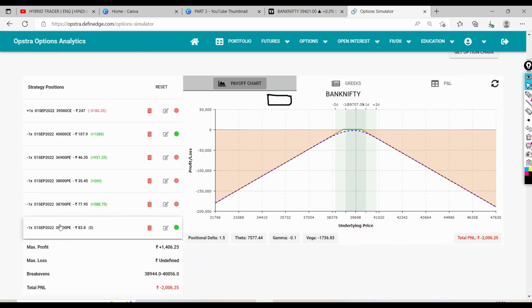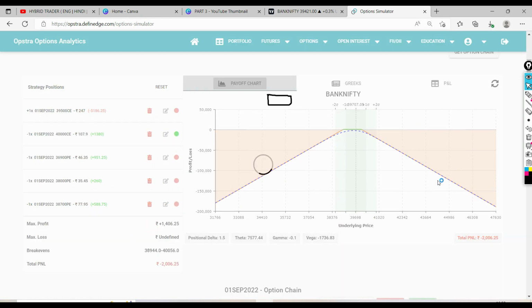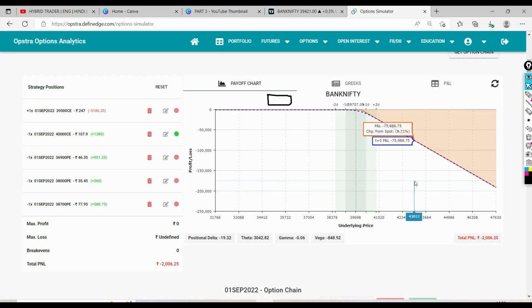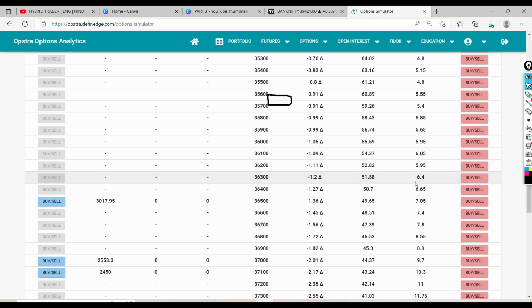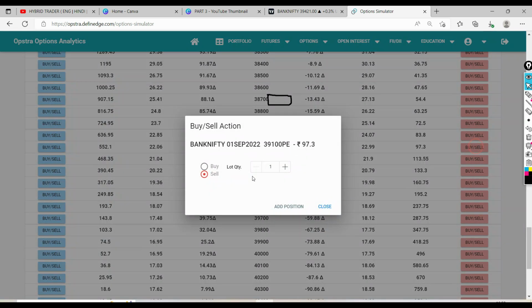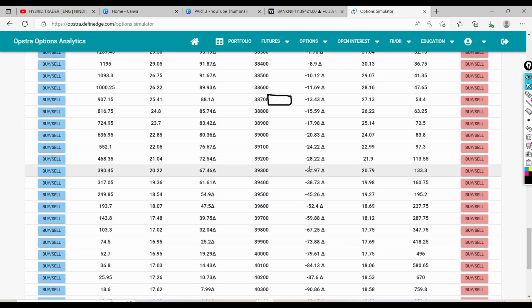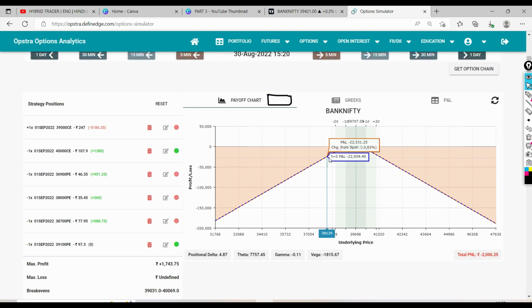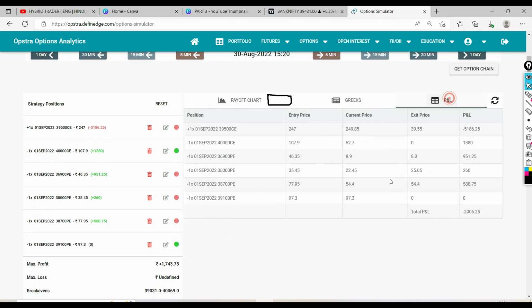Even you can go for another 39,200 also. Let me go to 39,100. Hope Opstra doesn't get stuck. Okay, 39,100. Final thing, this I'll just leave it to you, based on your trading style. Now check the profit: it came from 3000 loss to 1743 if you're able to trap the market within your strangle by doing the proper strangle. Now I would rather say that do the delta management.